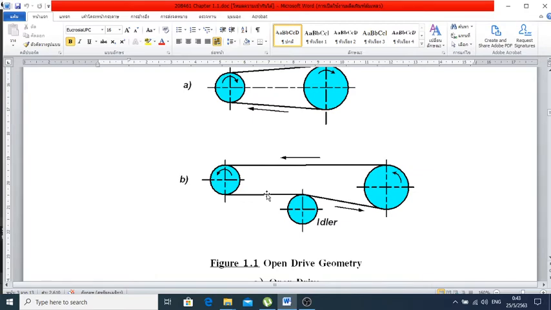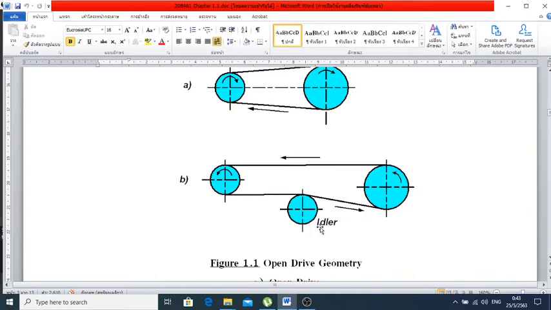Typically, to increase the coefficient of friction, we apply an idler or jockey pulley, sometimes called an idler or jockey, on the loose side to increase the contact angle between the belt and the pulley. You can imagine that without the idler here, the angle of contact would be small.